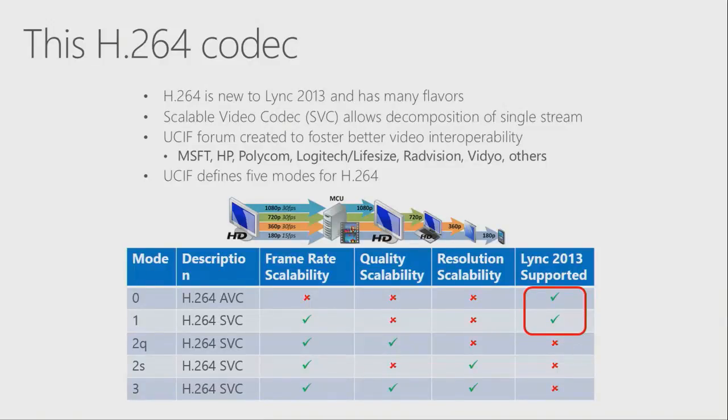For Lync 2013, they only support mode 1, which means that they can only scale with frame rate. And that's going to be an important thing to keep in mind as we go into some later slides. I'm hoping that they'll add more modes in the future. The more modes you have, the more flexibility you have with the different devices that connect to your conference. But for now, it's just mode 1 or mode 0, which has no scalability.